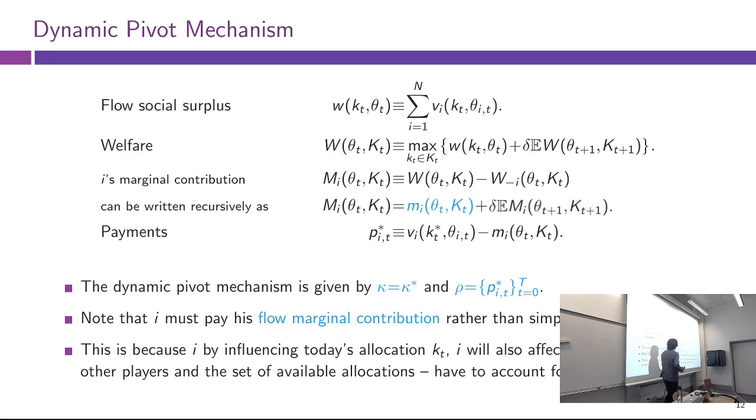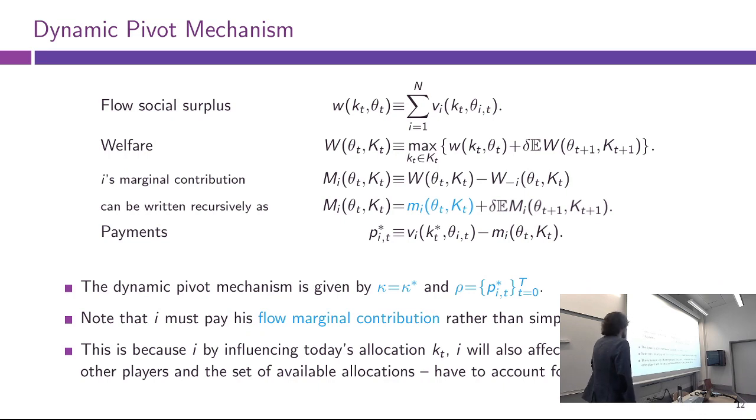So player I will receive the marginal contribution to everyone's welfare, including himself. So we kind of need to subtract player I's own utility from the marginal contribution, because player I will receive that in real utility. So there's no need to receive it in payments.